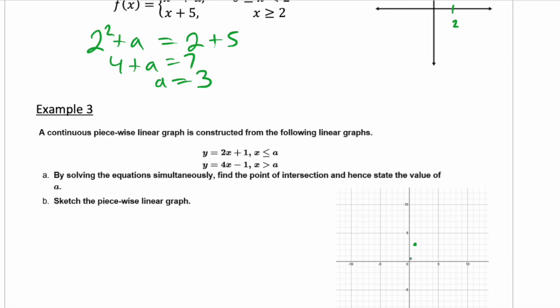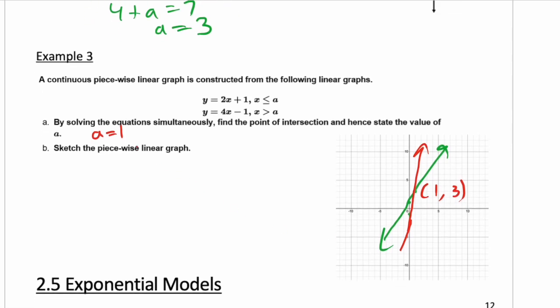So they meet at (1, 3). One has a y-intercept of 1. The other one has a y-intercept of -1. So the graphs kind of look like this. But anyway, they meet at (1, 3). That's the important thing. That means that a equals 1. Okay, that's the point at which they meet.